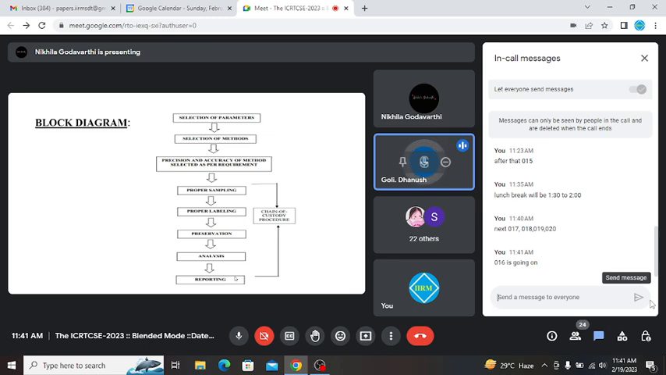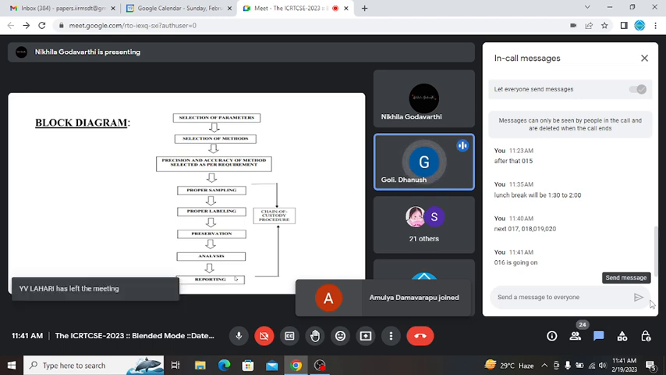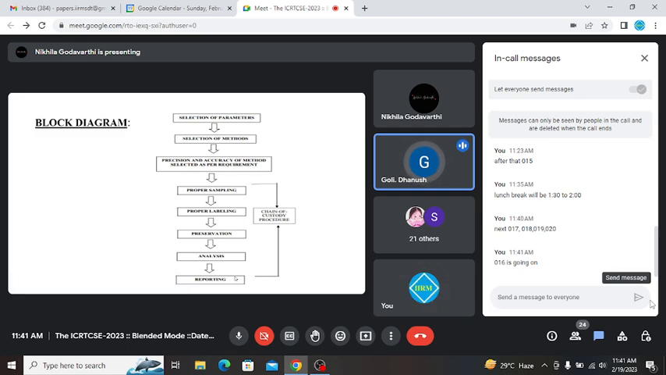The next step is the proper sampling. Proper sampling means we need to sample the raw materials properly for the parameters we collected. Next is the proper labeling. We need to label the particular requirements properly, so we identify the water and chemicals which are taken. These are labeled properly.